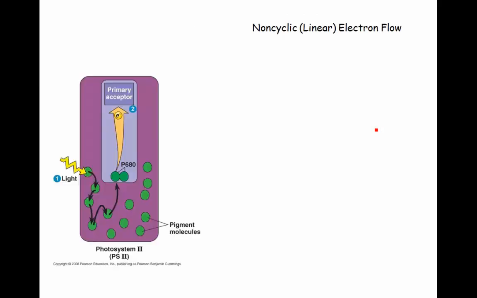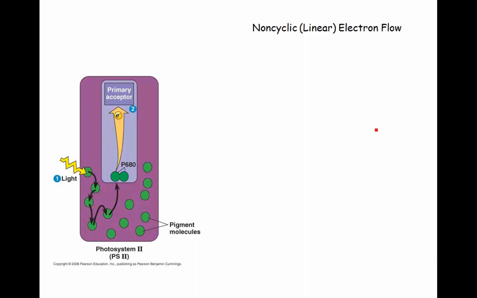Now, the non-cyclic electron flow is taking place in the thylakoids. So we are going to have the thylakoids here. We will have our photosystems embedded in those thylakoids. And with non-cyclic electron flow, it does begin with Photosystem II.